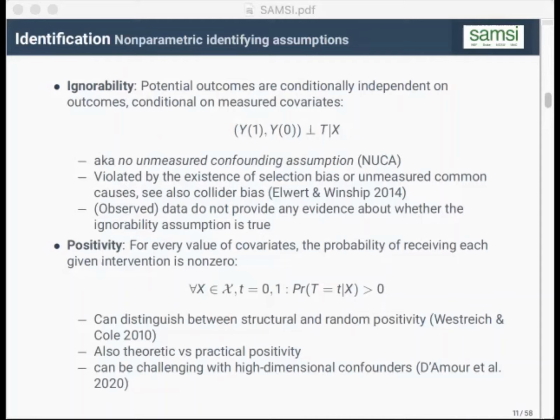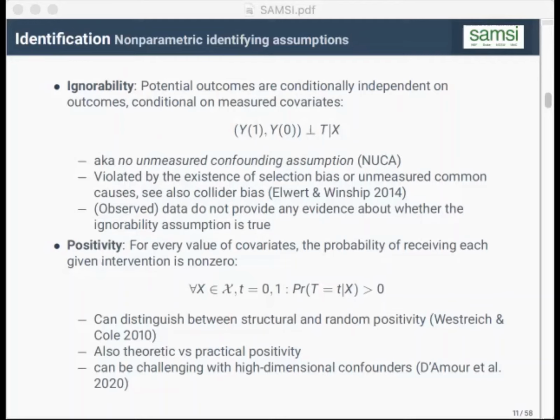Crucially, the data that we can actually work with, the observed data, provide no evidence about whether the ignorability assumption is true or false. So this really has to be assessed using subject matter expertise to think about all of the types of variables that could induce dependence between the counterfactuals and the treatments, and making sure that data is collected on all of those variables and that they're well controlled for.